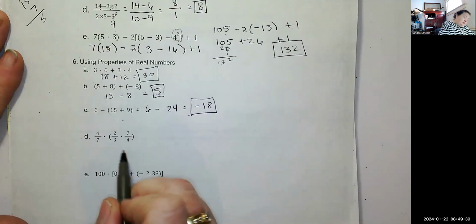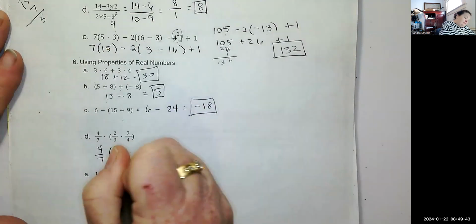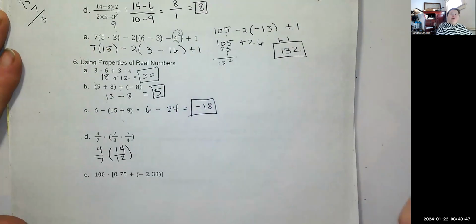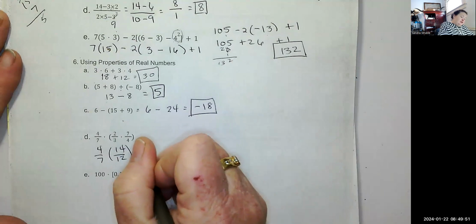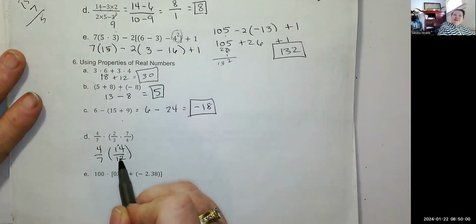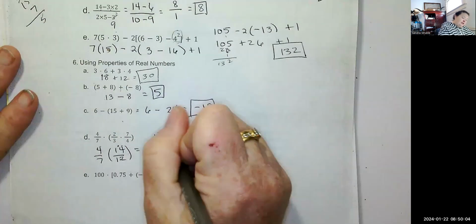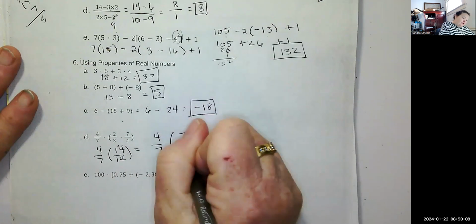In this case, they want to do the parentheses first, so that's 4 sevenths times 2 times 7 is 14 over 12. I could have reduced first, which is what I probably would have wanted to do, but I didn't. And then next you're going to multiply straight across. Before I do that, because you're going to want to answer in a reduced form, I want to reduce this 14 over 12 fraction first. So I'm going to leave the 4 sevenths for now, and I'm going to reduce the 14 over 12 by 2 and get 7 over 6.